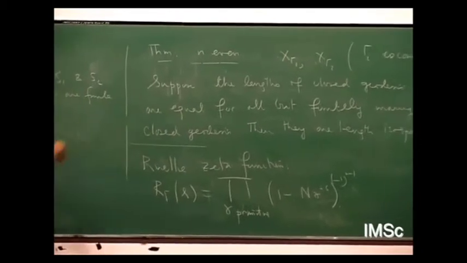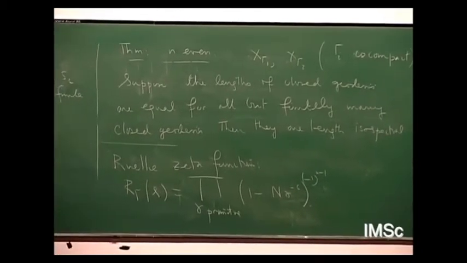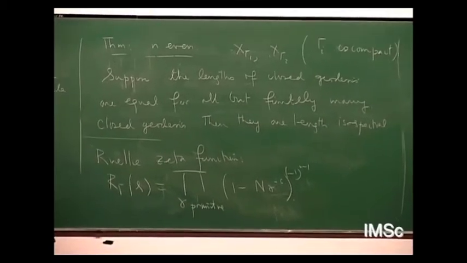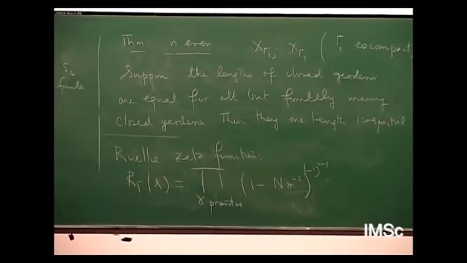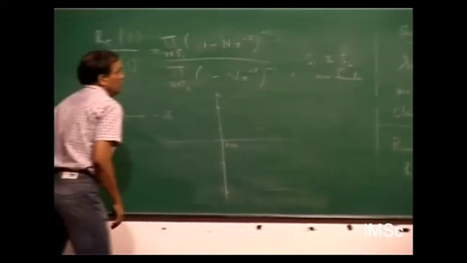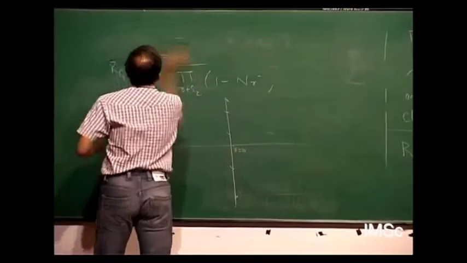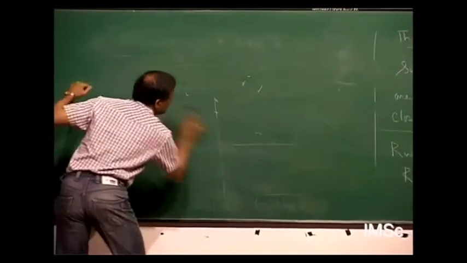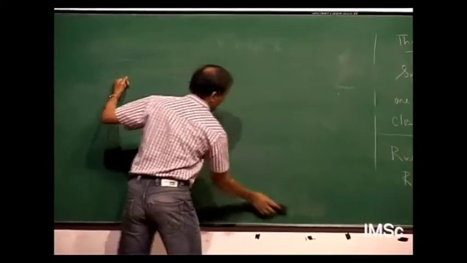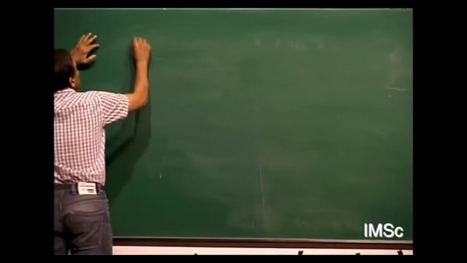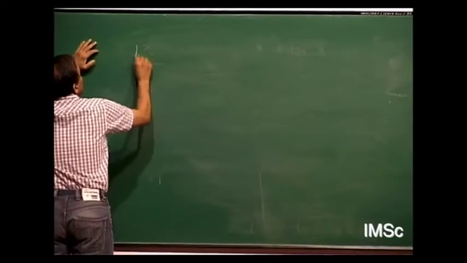Okay, so this is one of the things, but the spectral analog which we wanted was a different kind. This came out so easily. For this we have to go back to the Maass forms and the Laplace eigenvalues.